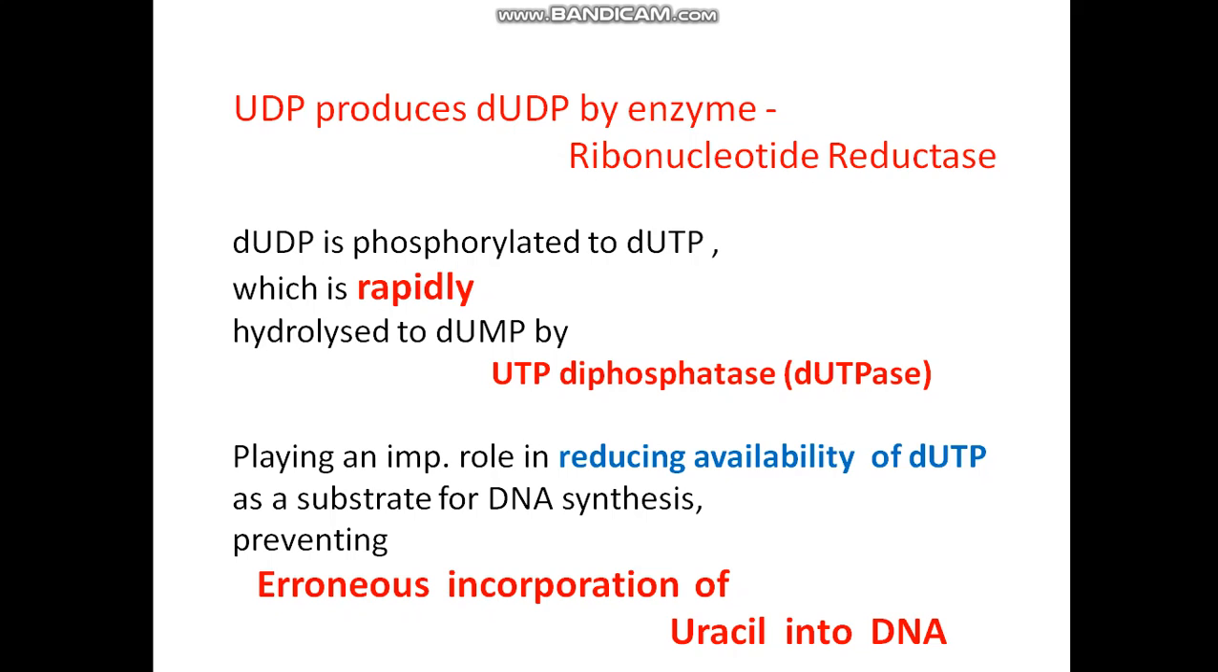Why rapidly? Because if dUTP is available, it will be incorporated into the DNA, which is an erroneous incorporation. So to decrease the possibility of erroneous incorporation of uracil into DNA, this deoxy-UTP is rapidly converted to deoxy-UMP, and that reduces the availability of deoxy-UTP.